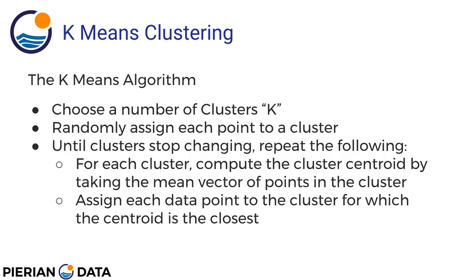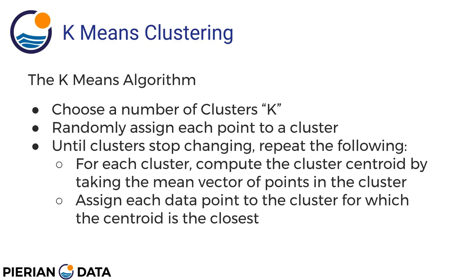So the k-means algorithm does the following steps. You, as the user, have to choose a number of clusters k. So you have to choose that before you actually initiate the model. That means you're going to have to use domain knowledge to choose a reasonable k value. Then it's going to randomly assign each point to a cluster. Until clusters stop changing, it's going to repeat the following.